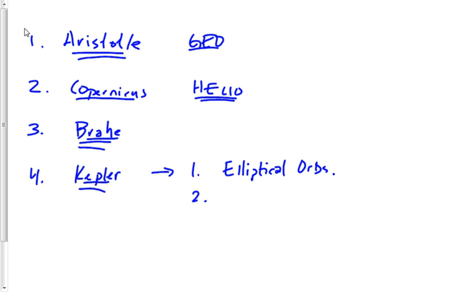The second law that Kepler came up with that described the motion of the planets was the law of equal areas. And the law of equal areas says that a line that joins the sun to the Earth, or the sun to any other planet for that matter, sweeps out equal areas in equal time intervals.